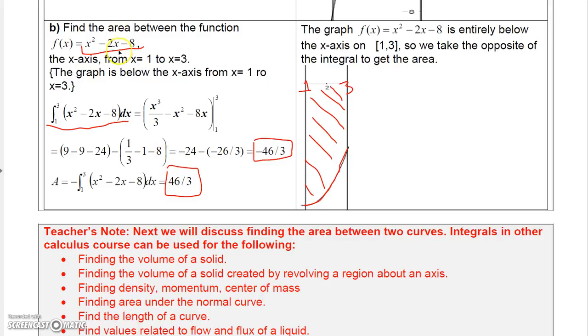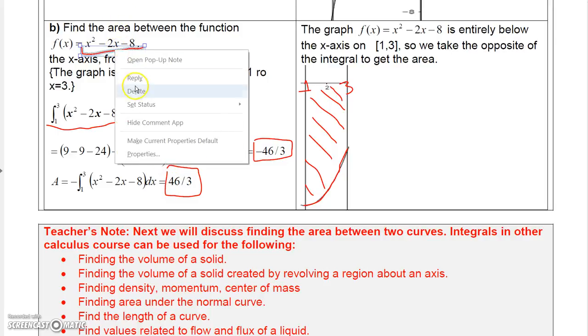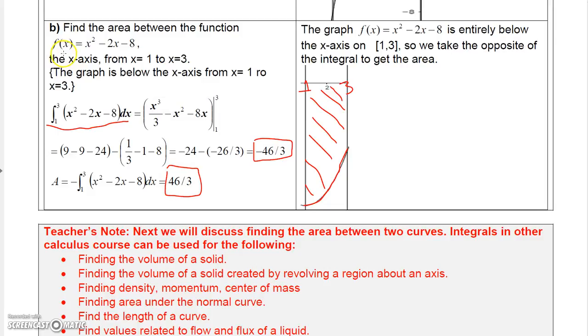Now, there's a big difference between solving a word problem like this, where it's asking you to find area, and someone just saying, hey, evaluate this integral. If someone said evaluate this integral, if that's all they said, then the answer would be negative 46/3. But here we've got to be smart, that we're wanting the area between the x-axis and this function. So once we see it's below the x-axis, then we know that we've got to take the opposite of that to get the area.